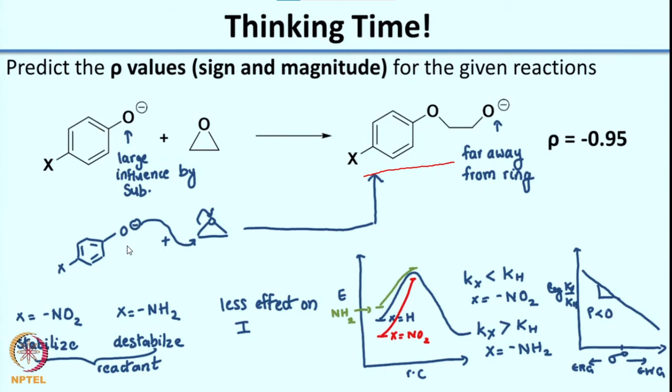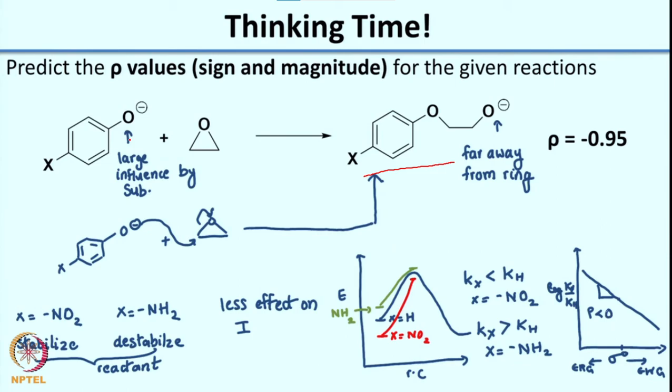So this species will be stabilized by an electron withdrawing group present at the para position, correct? While talking about the electron releasing group, when an electron rich group is present here, it will destabilize the molecule here, right? Because the molecule is destabilized, the energy will be high.